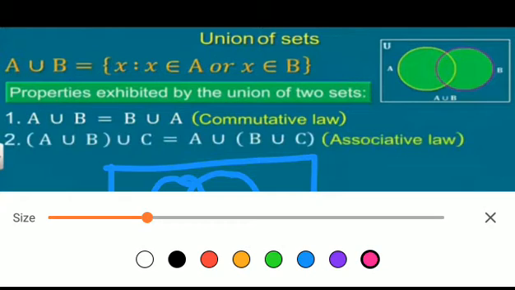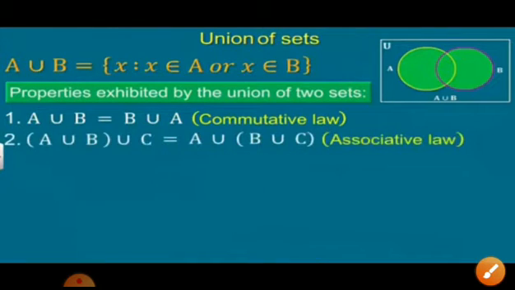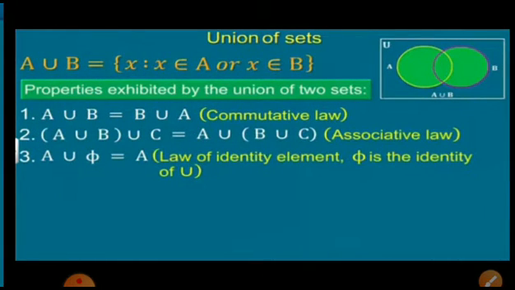Now in this case, bracket is B union C. So this is my B union C. Now along with this, I'm going to take your A. So whether the previous Venn diagram and this Venn diagram are the same. So we can say what? Union of sets satisfies associative law. Clear?